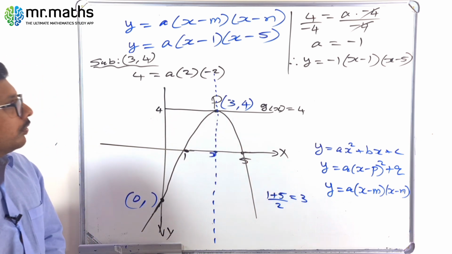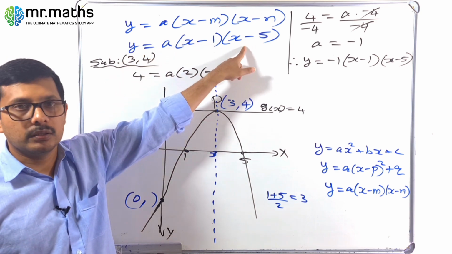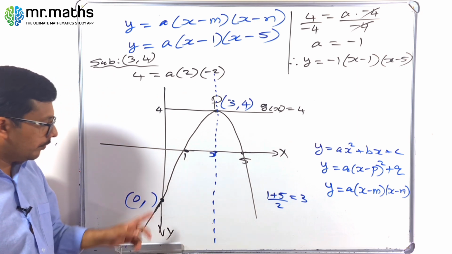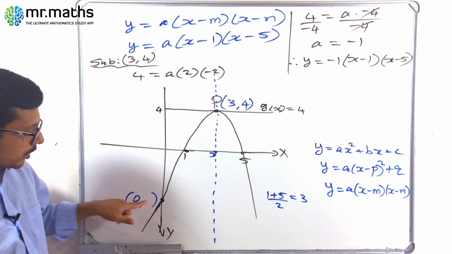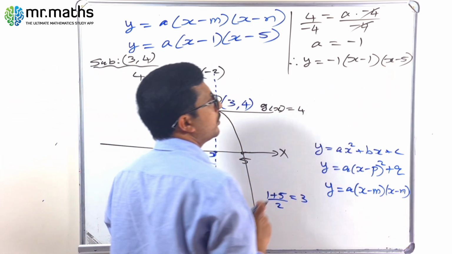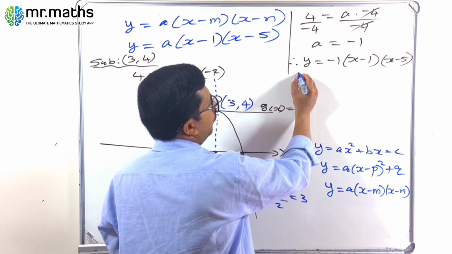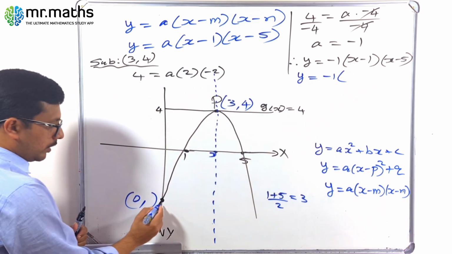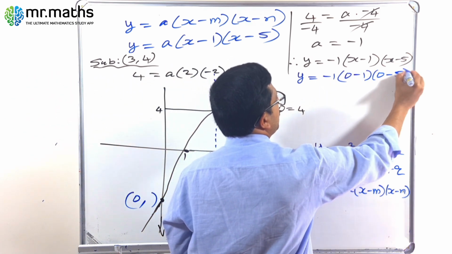Now what I did, once more, I substituted this point 3 comma 4 in this equation, then simplified to find the value of a. Now what is our aim? We have to find this y-intercept. At the y-intercept the value of x is 0. So in this equation we can substitute the value of x as 0 to find the y-intercept. So y is equal to minus 1 into x value, x is 0, so it is 0 minus 1 into 0 minus 5.